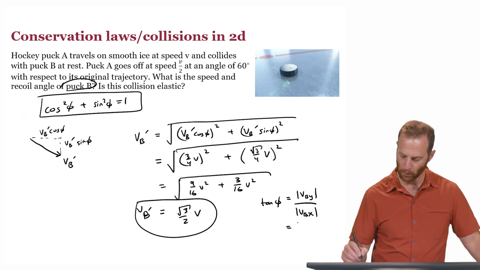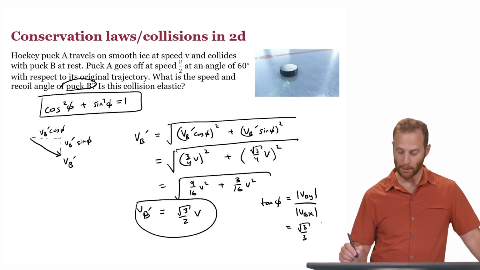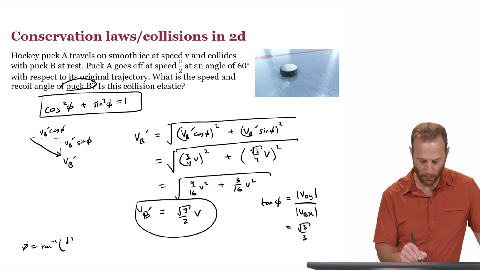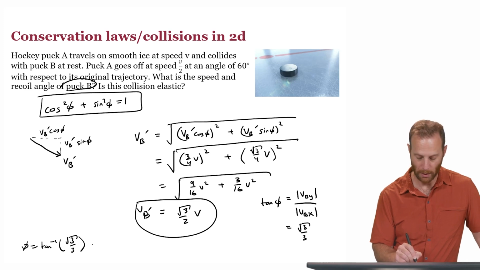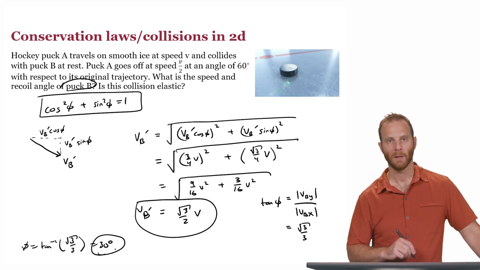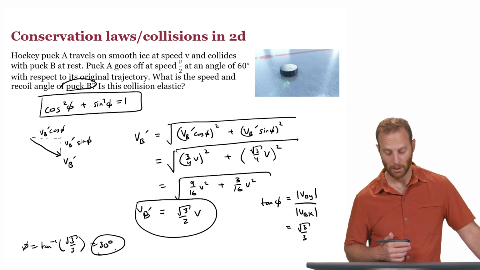When I do this, I will learn that this is actually the square root of 3 over 3, and when you do the inverse tangent, phi is equal to the inverse tangent of square root 3 over 3, and you get that this is 30 degrees. So that is our angle, 30 degrees. Lastly, is this collision elastic?